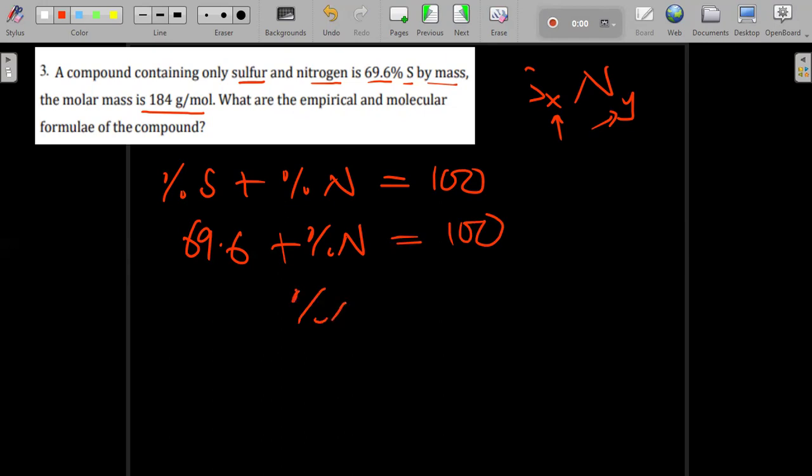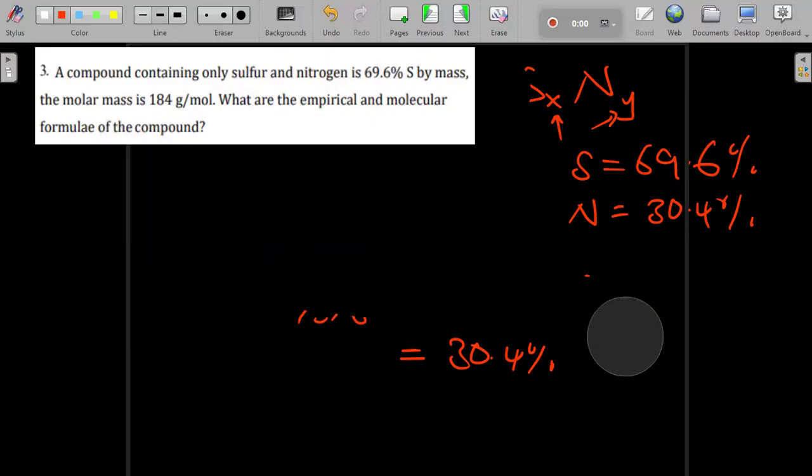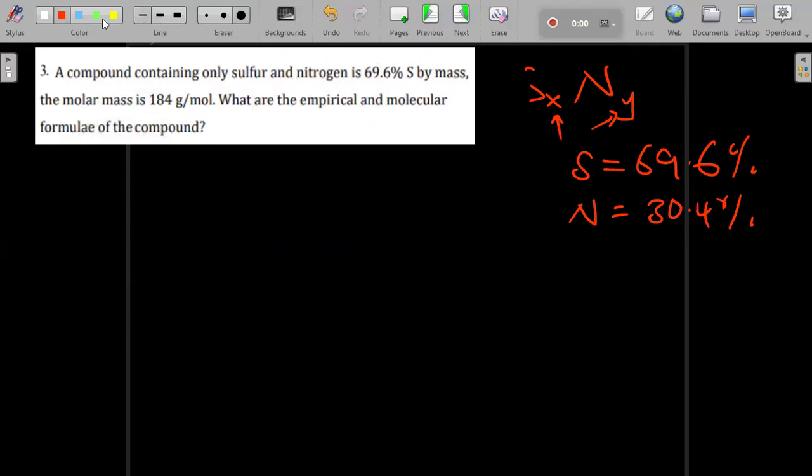So the percent of nitrogen is just going to be equal to 100 minus 69.6. So let's subtract. If you subtract that, I'm getting 30.4%. Okay, so the sulfur is 69.6%, and the nitrogen is 30.4%. I'm going to write here: sulfur is just 69.6%, and nitrogen is 30.4%.